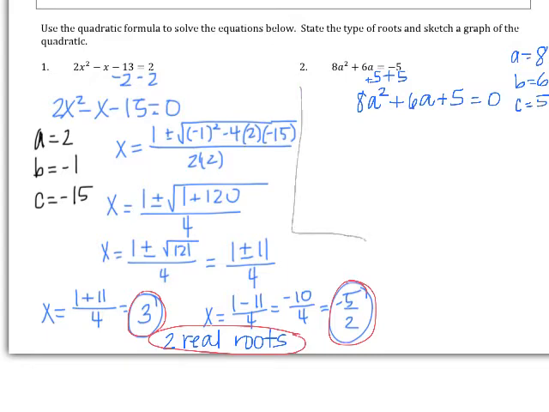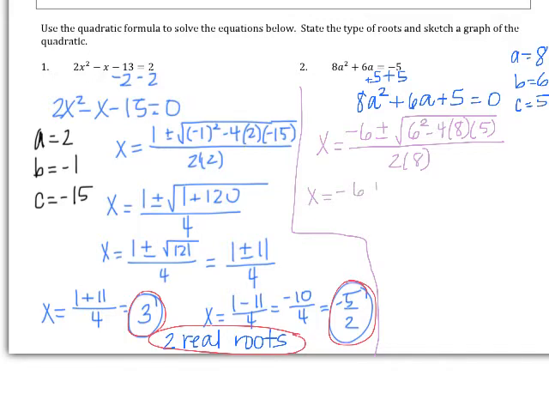Let me try and divide this up. So x equals opposite b plus or minus the square root of 6 squared minus 4 times 8 times 5, all divided by 2 times 8. So that would be negative 6 plus or minus the square root of 36 minus 4 times 8 times 5 is 160, divided by 16. So that would be x equals negative 6 plus or minus the square root of negative 124 divided by 16.